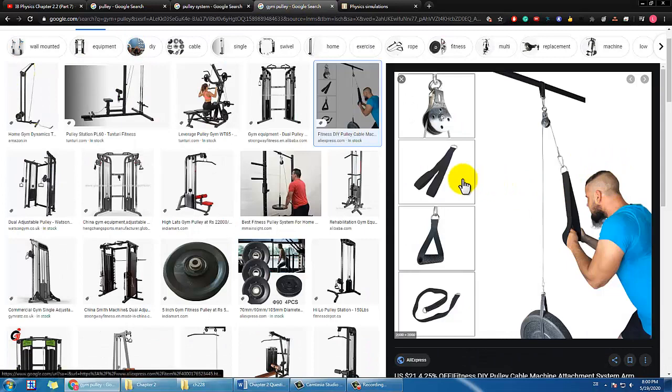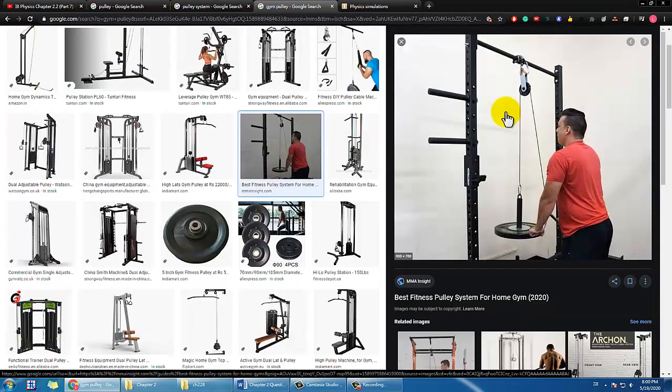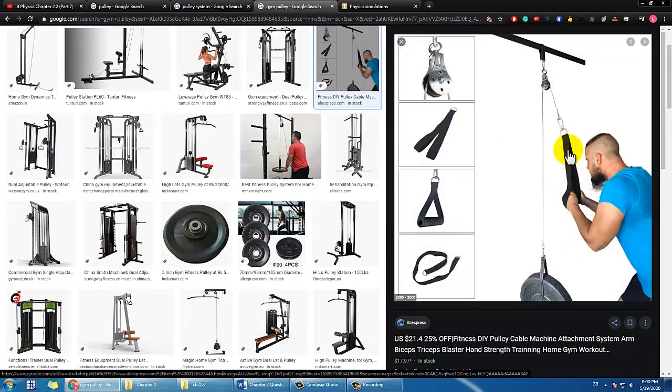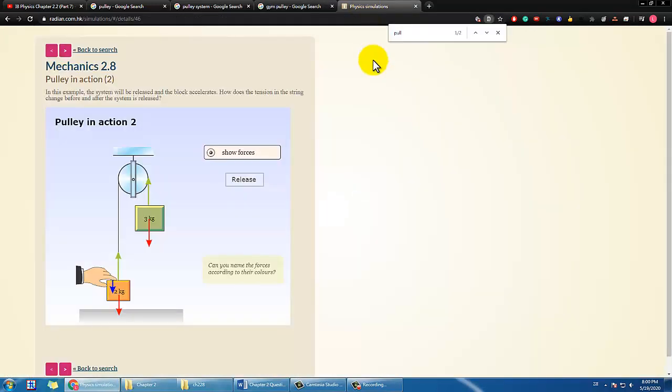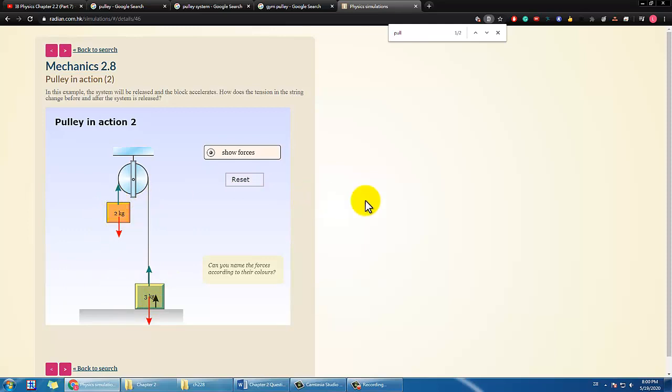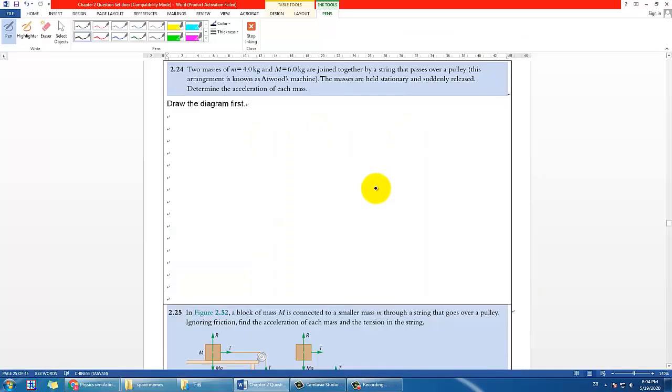Like what you may see when some people are in the gym, you simply pull this down and then you can lift the mass on the other side of the pulley up. Or if you have two masses like this and you release them, of course the heavier one will go down and the lighter one will go up. So this is some background information. Let's try to do these two questions. Again, you should draw the free body diagram first. Try it out and we'll check the answers later.